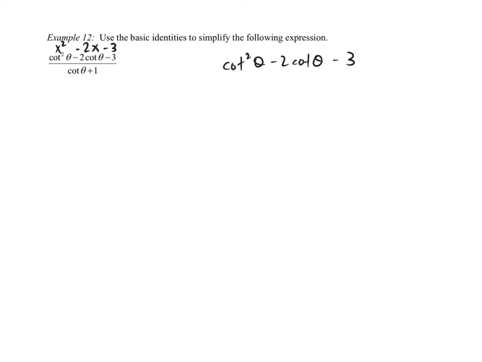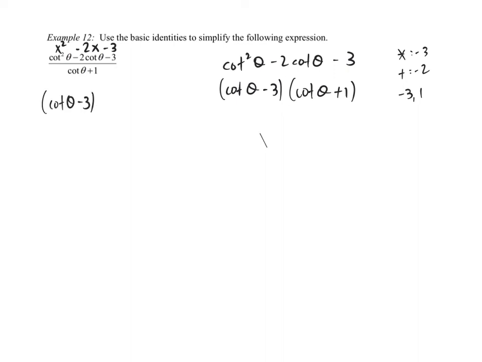Okay, so if I was going to do this, I would need factors that multiply to negative 3 and will add to negative 2. And so that would obviously be negative 3 and positive 1. So this is going to be cotangent theta minus 3 multiplied by cotangent theta plus 1. So it's almost like it's a quadratic, but instead of writing x, I'm writing cotangent of theta. So I'm going to just transfer that over here. Cotangent theta minus 3 and then cotangent theta plus 1.